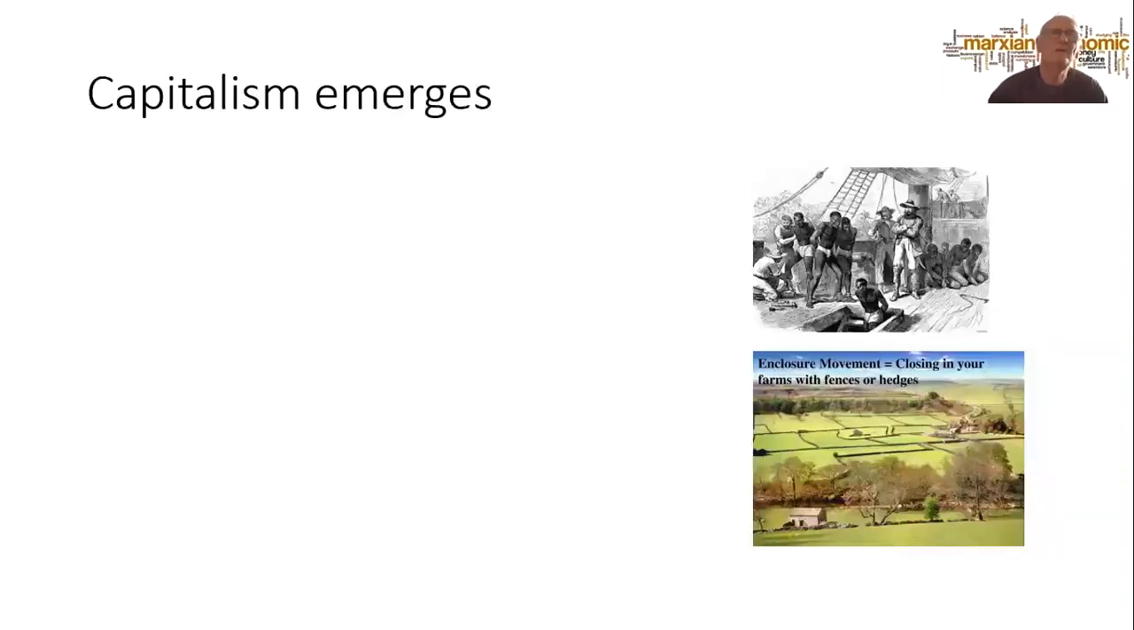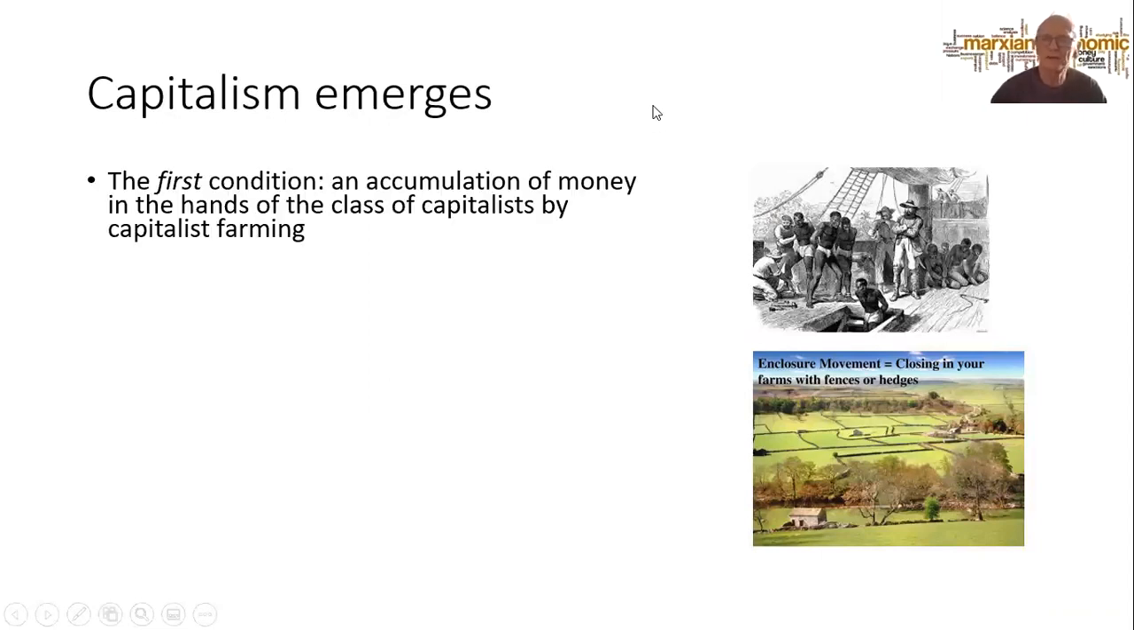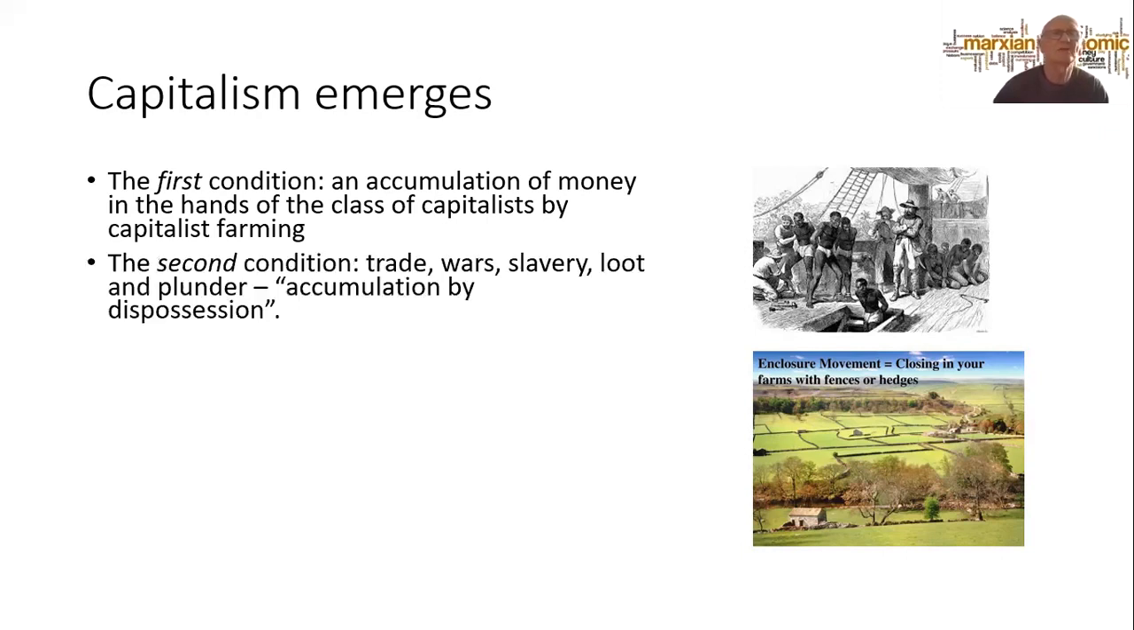So capitalism emerges, Marx says. It doesn't just come from nowhere. It emerges from the first condition, he said, an accumulation in the hands of the class of capitalists of money that they get from capitalist farming. So instead of landowners just using the resources produced by their serfs, we start to get capitalist farming where capitalists actually produce things to sell on the market, grain, livestock, etc. And so money starts to accumulate in the hands of these agricultural capitalists.